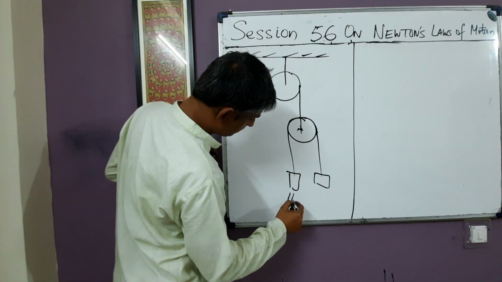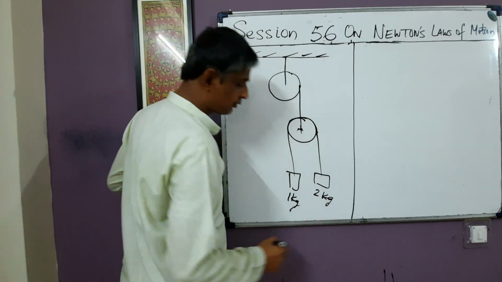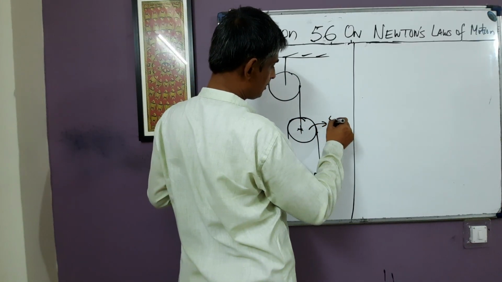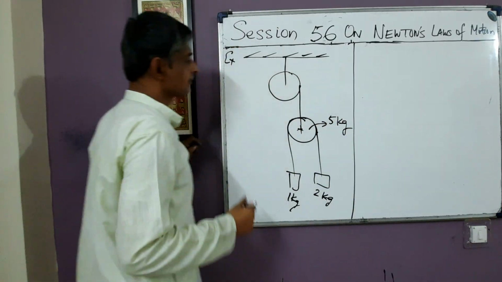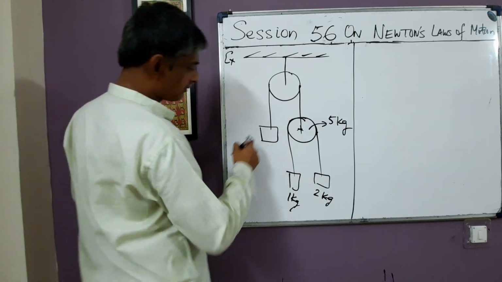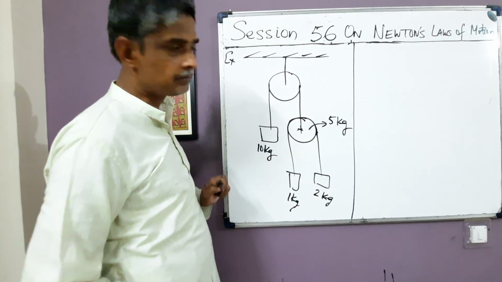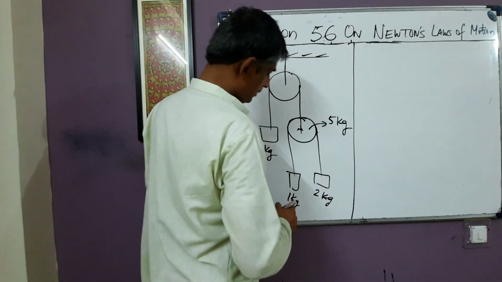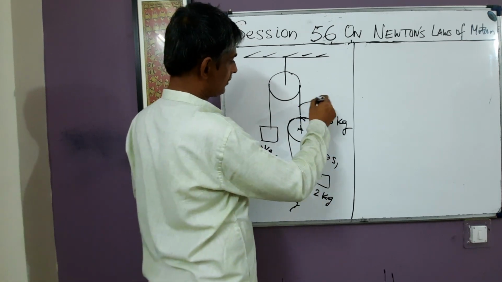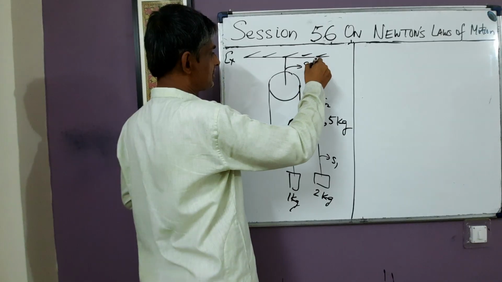Suppose the mass of this block is 1 kg, and the mass of this block is 2 kg. Assume the mass of this pulley to be say 5 kg. And suppose a block is attached here. The mass of this block is say 10 kg. This is the diagram of the situation. This is one string S1, this one. This is another string S2, this one. This is another string S3.